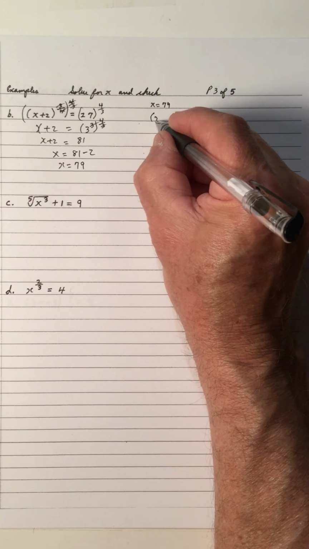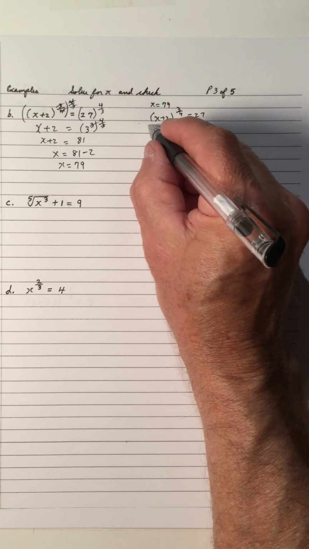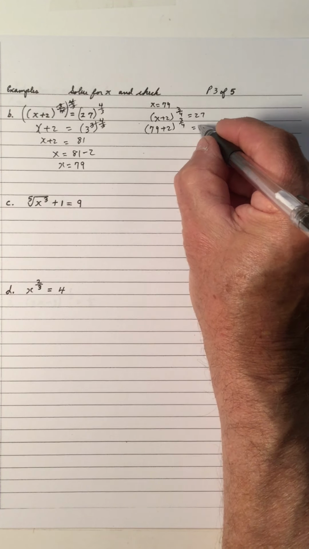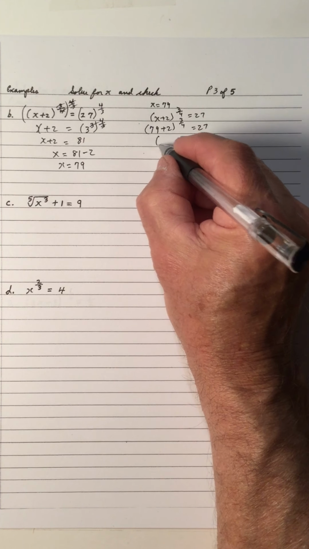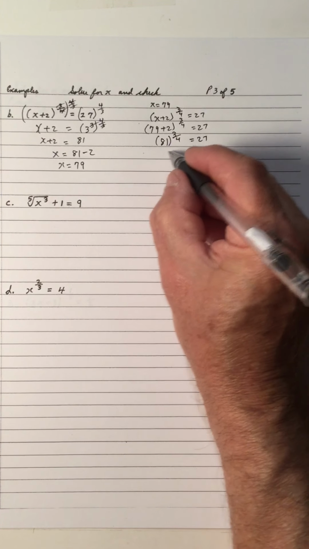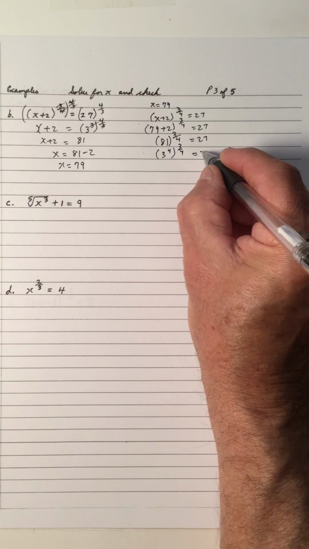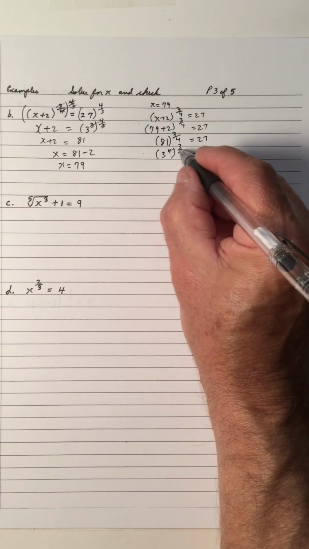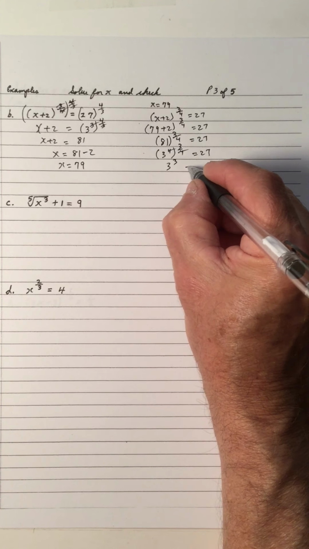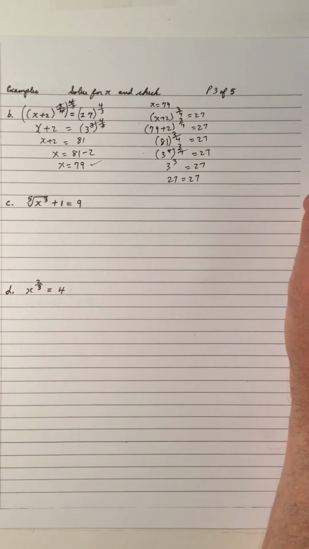So we have x plus 2 to the 3/4 equals 27. So x is 79, plus 2, to the 3/4. And 79 plus 2 is 81 to the 3/4. 81 is 3 to the 4th power. The 4's cancel because we're multiplying the exponents, power of a power. That's 3 cubed, and that's 27 equals 27. So therefore, 79 is the correct answer.